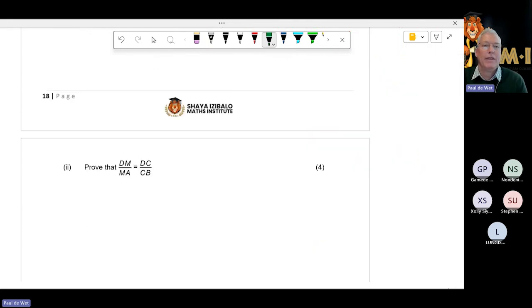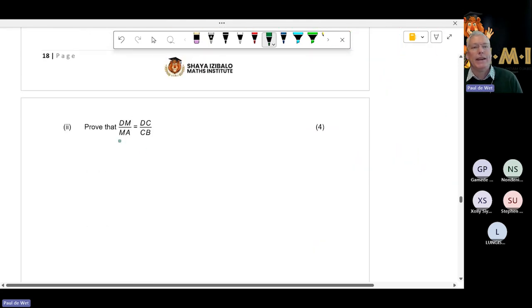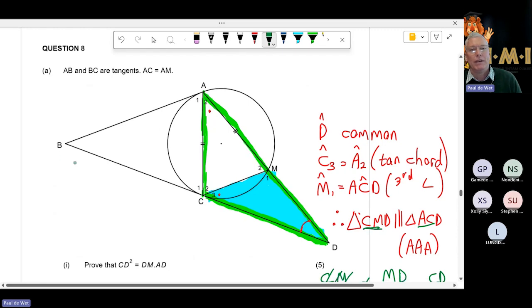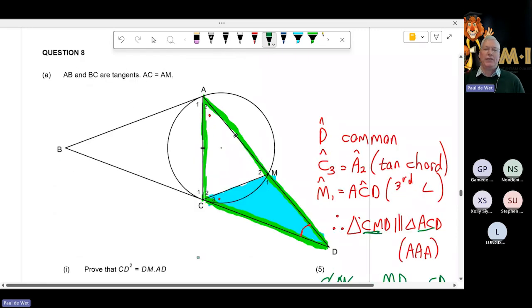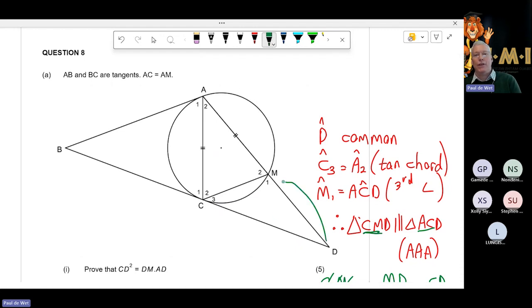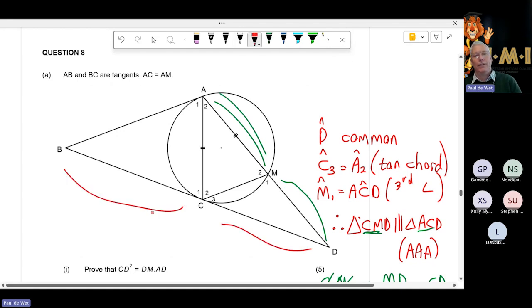All right. Then they ask us to prove that DM over MA is DC over CB. All right, now guys, this is an interesting one, because I think there's more than one way of doing it. But look what they're asking us to do. They're asking us to prove this over this is the same as this over this. What does that look like?